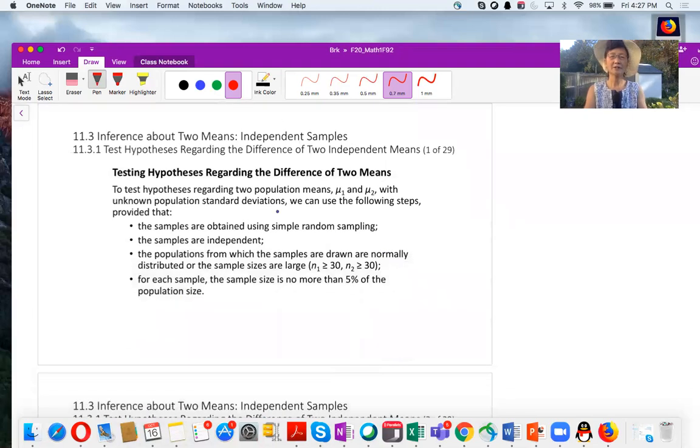When we test the difference between two independent population means, we always assume that the samples are obtained using simple random sampling. Samples are independent. The populations are normally distributed, or the samples are large. And for each sample, the sample size is less than 5% of the population size.